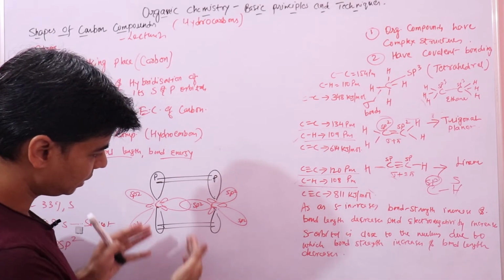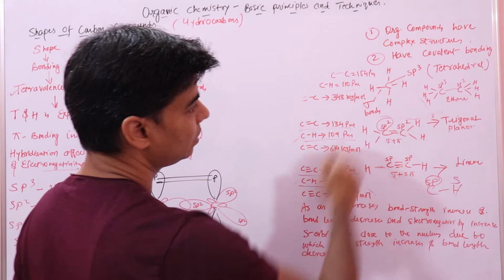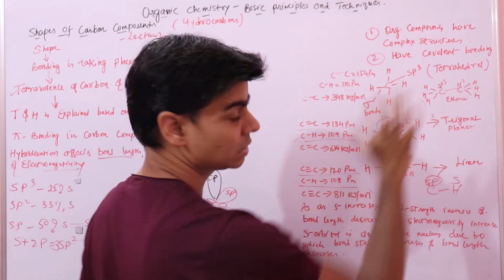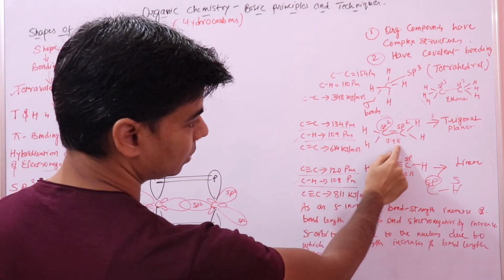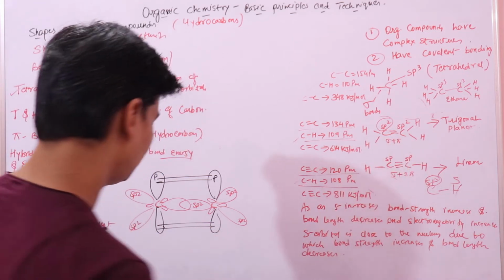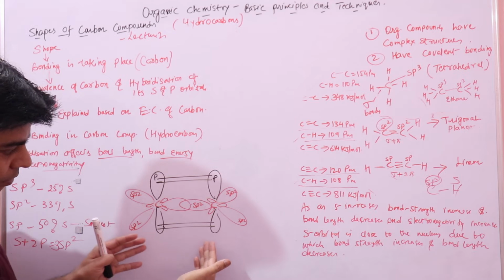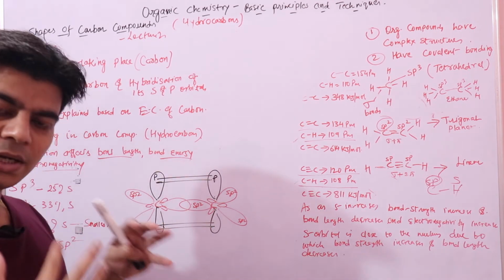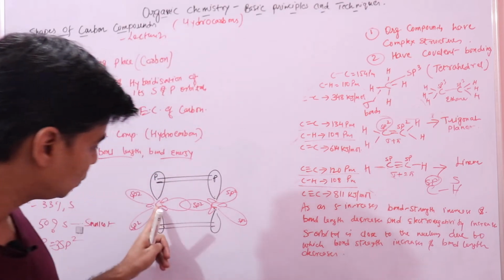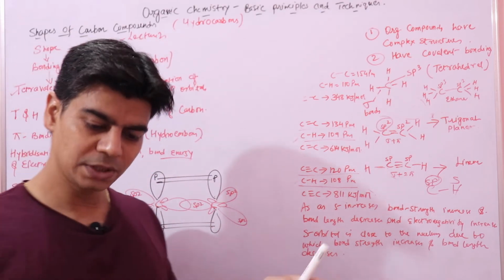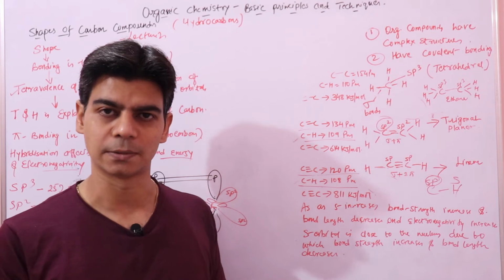In ethane we have just a single bond. Now in ethene, in this molecule, we have a double bond. The other bond is the pi bond. This pi bond will produce additional attraction between these two carbon atoms, and that will bring these two carbon atoms closer.